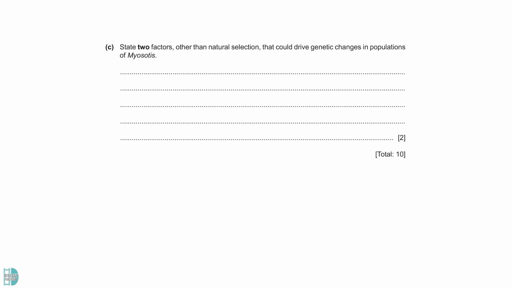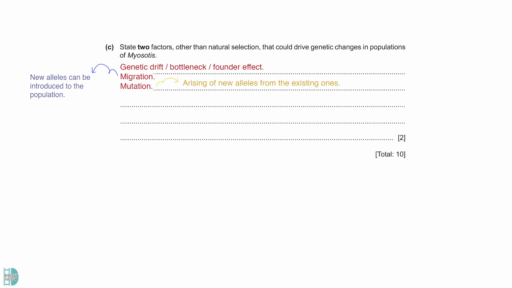C. State 2 factors other than natural selection that could give genetic changes in populations of Myosotis. Firstly, the random change of allele frequencies by genetic drift, bottleneck effect, or founder effect. Migration may introduce new alleles into a population. Mutation can cause the arising of new alleles from the existing ones. Artificial selection done by humans is a factor as well. Since the command word in the question is state, no elaboration is needed for the points.